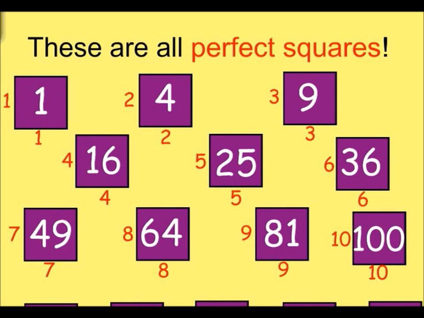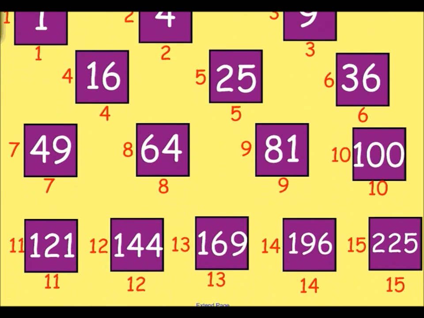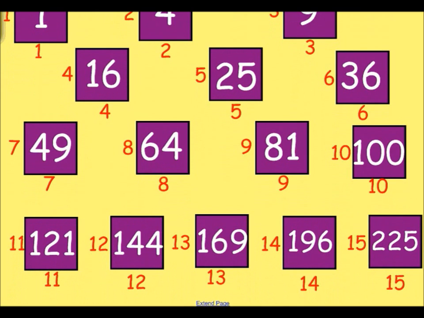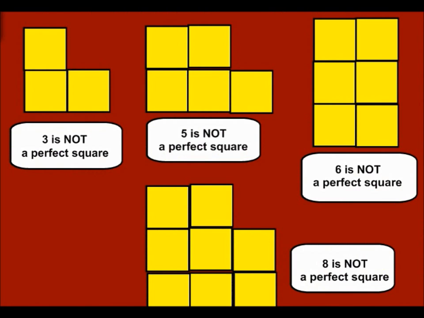Here's just a few more perfect squares. We've already done the ones to 100. 11 times 11 is 121. 121 is a perfect square. 12 times 12, 13 times 13, 169, 14 times 14, 196, 15 squared is 225. 225 is a perfect square.